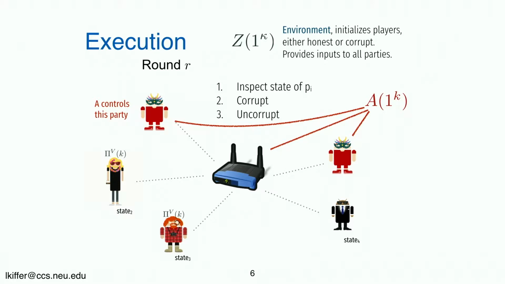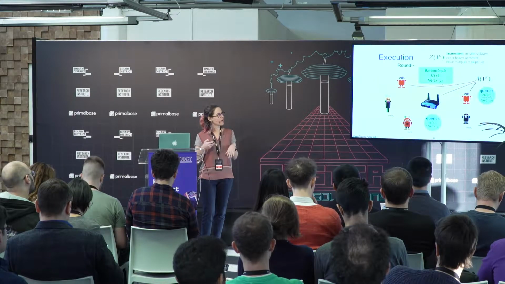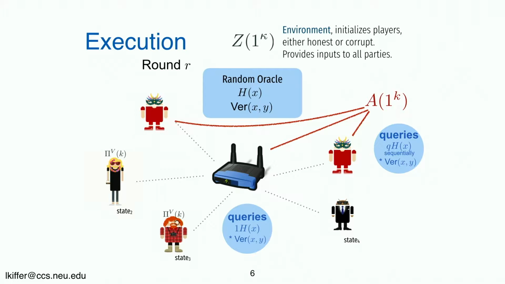And once the adversary has made this choice, now everybody tries to mine. And we model mining using a random oracle. So every player in each round gets one chance of mining, one call to this oracle, this h of x, asking, hey, can I mine at this round? And then they can make as many calls as they want to this verify function. So if they've heard about blocks, they can ask the oracle if these blocks are valid without having to give up their chance to mine.